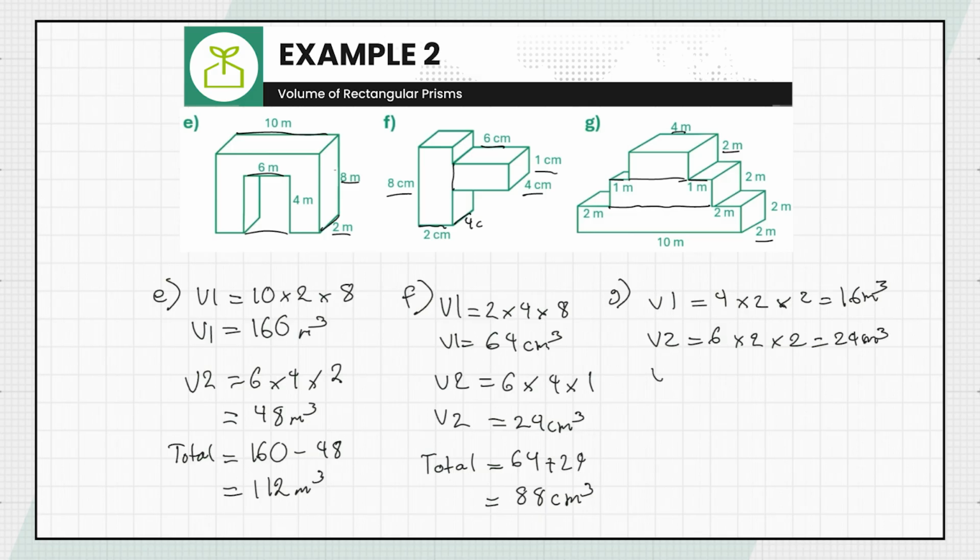And then finally our third one, we know the base length is going to be 10, so it's going to be 10 multiplied by our width, which is 2, multiplied by our height again, which is 2. So it's just going to be 10 times 4, which is 40 meters cubed. Now that means that our total volume is going to be equal to 16 plus 24 plus 40, and that just equals 80 meters cubed.